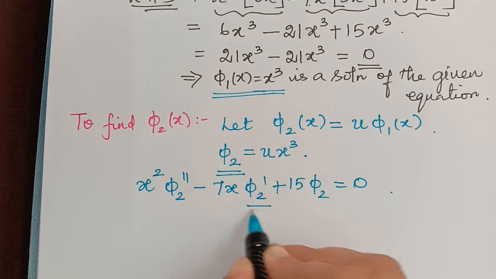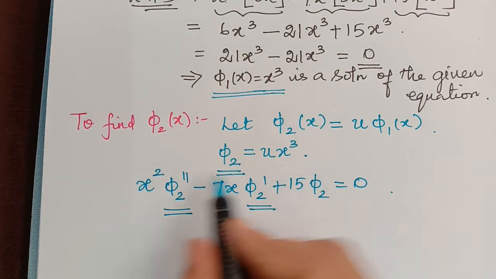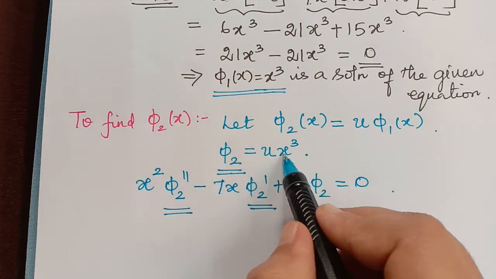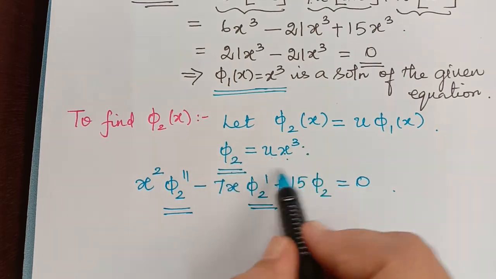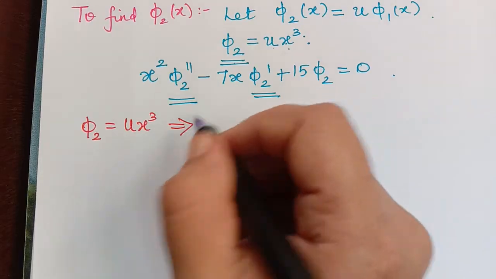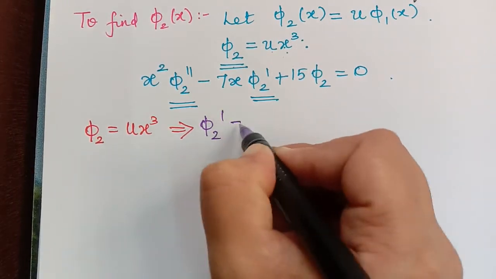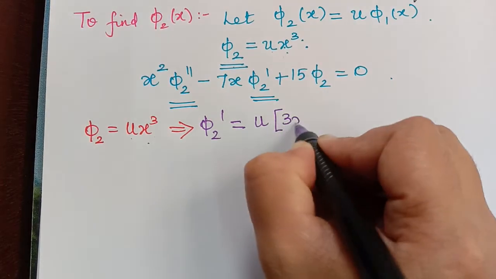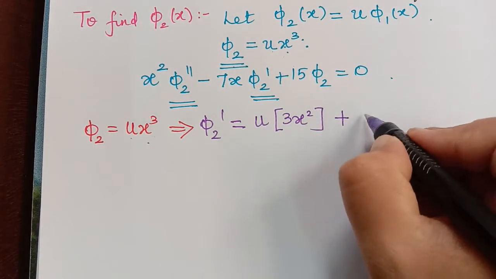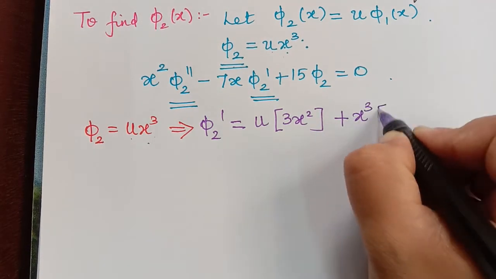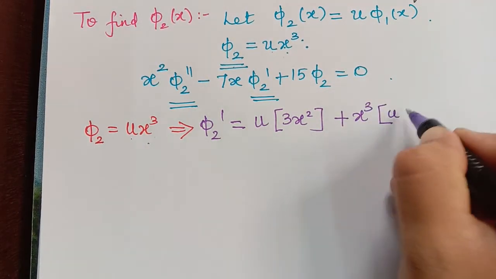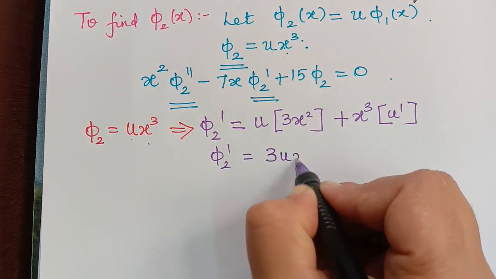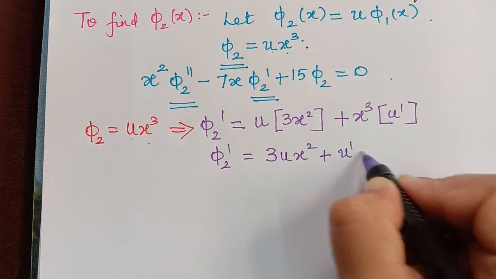Now we shall find phi 2 dash and phi 2 double dash, and then substitute in this equation in order to find phi 2. So for now we have phi 2 equal to u x cube. So using this, let us find phi 2 dash. Now from this, phi 2 dash will be equal to, we have to use the UV method. So first u multiplied with 3x squared plus, now we can have x cube as it is and differentiate u, which will become u dash. So therefore phi 2 dash will be equal to 3ux squared plus u dash x cube.